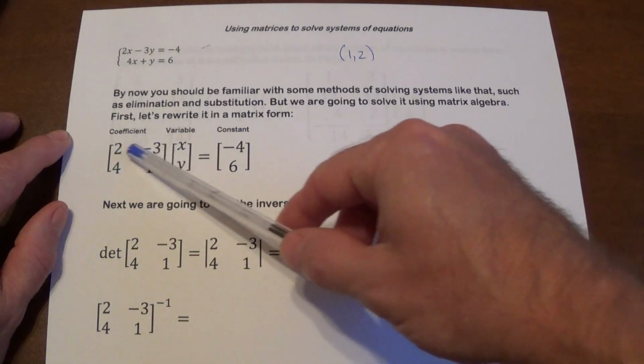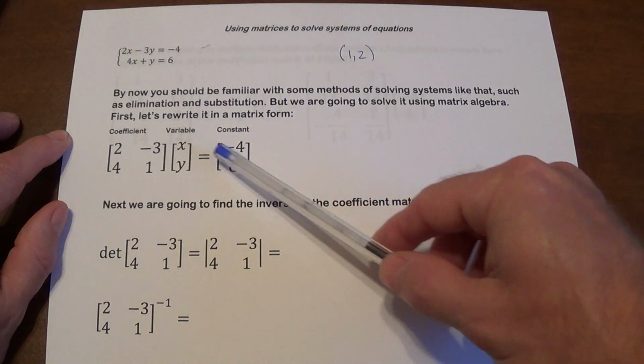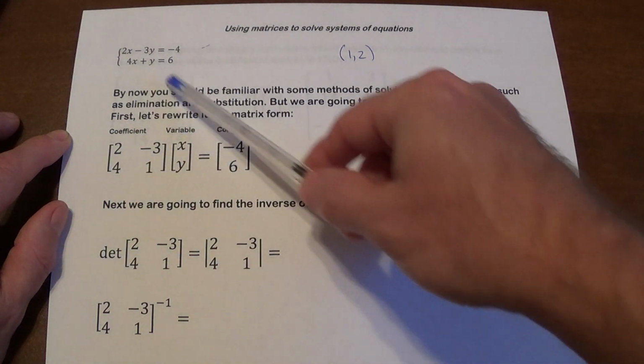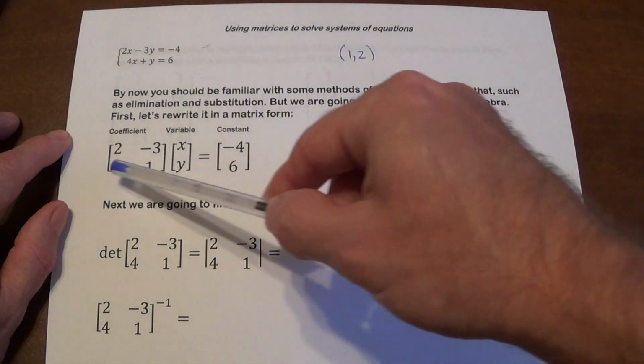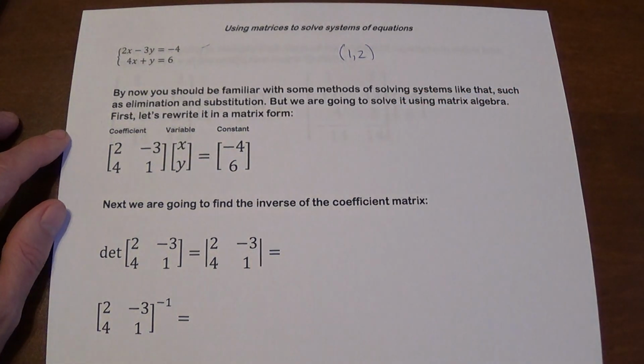This is called the coefficient matrix. This is called the variable matrix. This is called the constant matrix. You can see where all the numbers came from. There's 2, -3, -4, and 4, and 1, and 6.